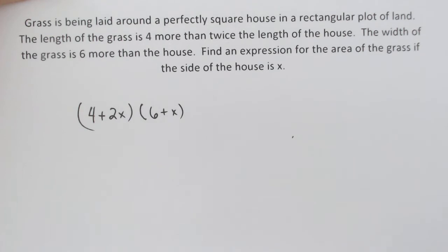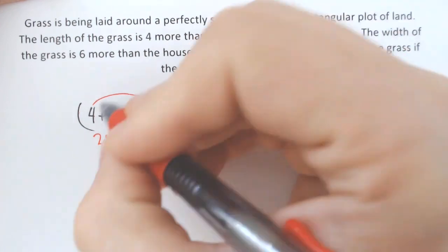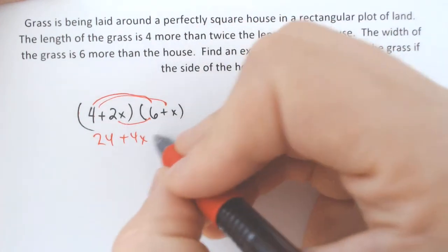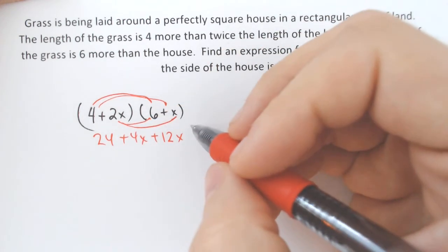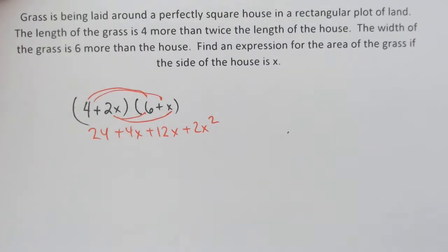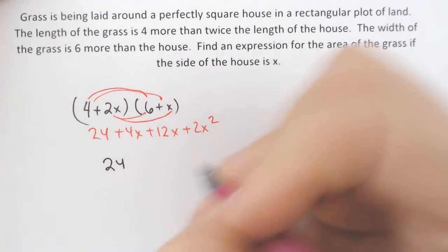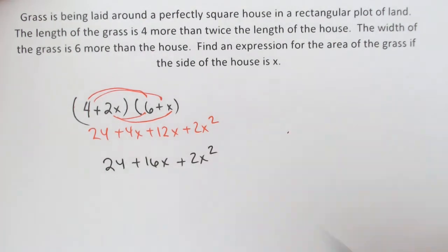So we're going to have to FOIL this out. 4 times 6 is 24. 4 times x is 4x. 2 times 6 is 12x. And 2x times x is 2x squared. Combine any like terms. We've got 24 plus 16x plus 2x squared.